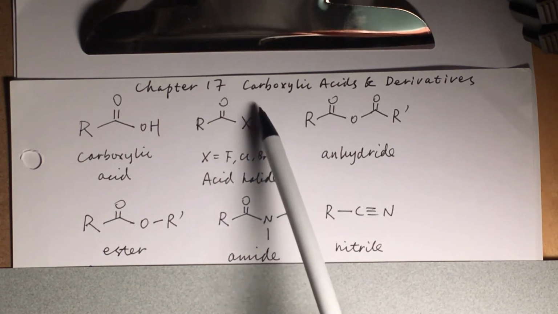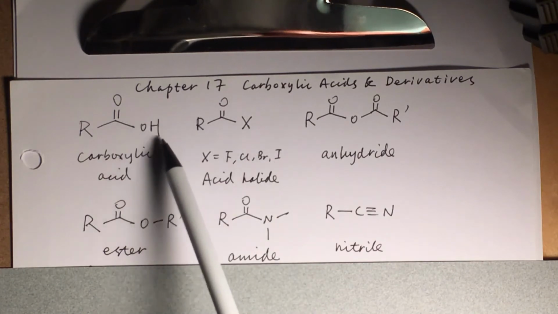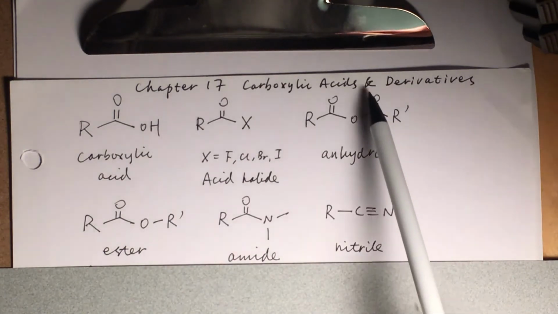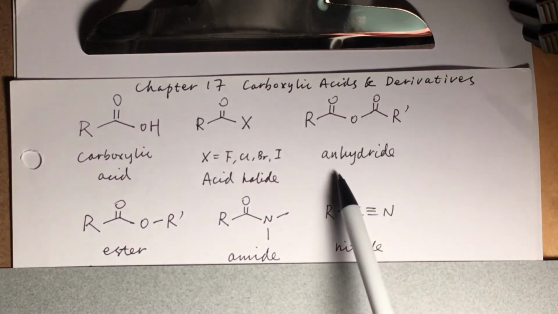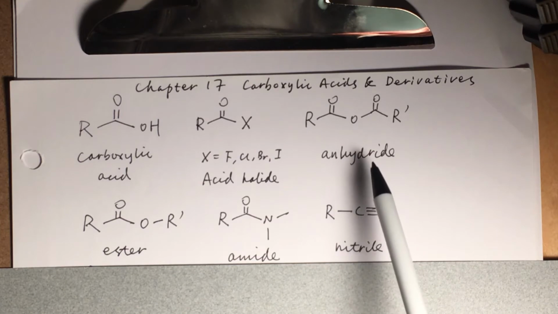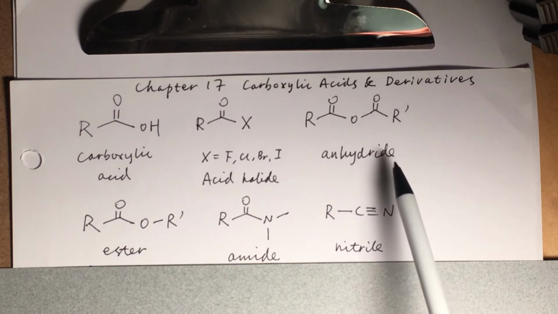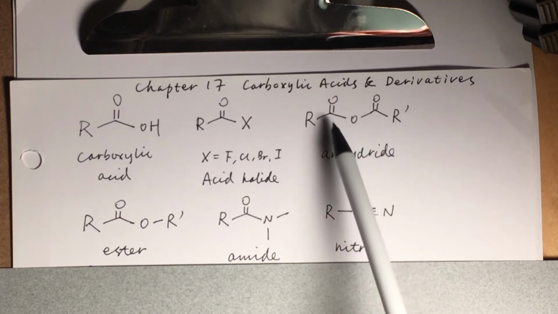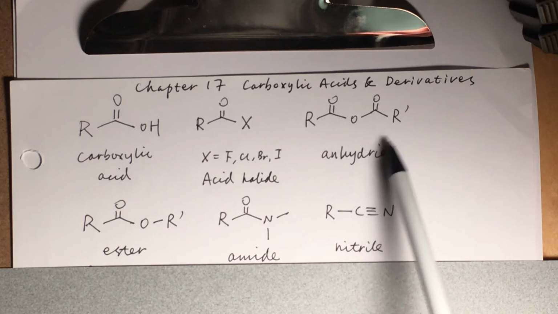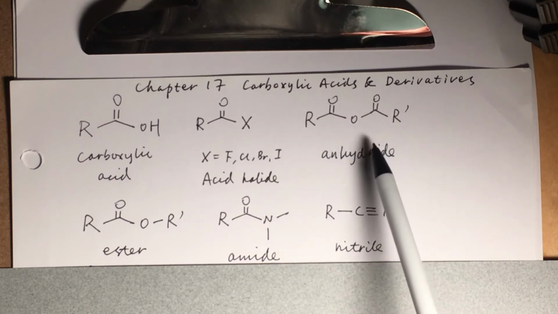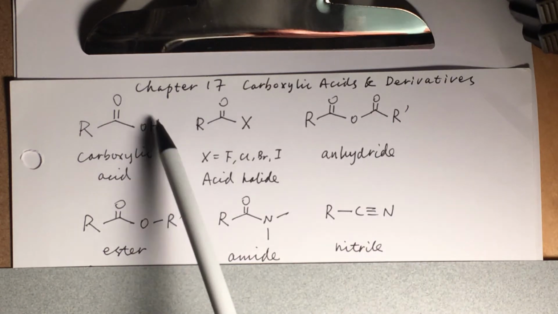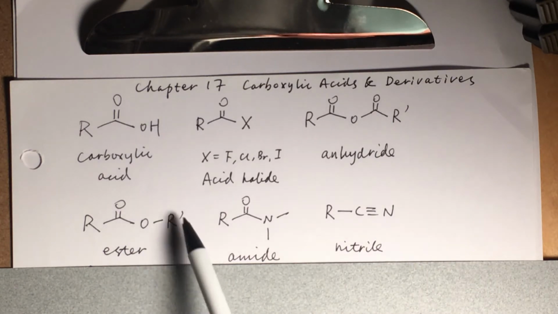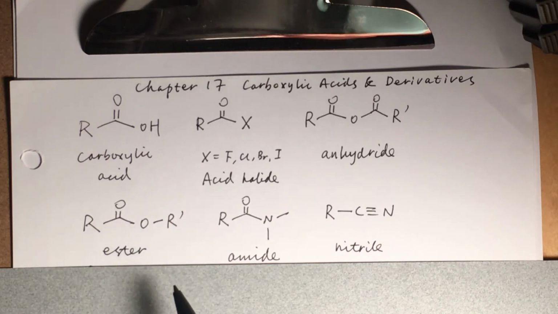Substituting the halogen or OH group with an acyloxy group, we get the acid anhydride. The anhydride can be considered as two molecules of carboxylic acid after removing a molecule of water, condensed into the anhydride. And substituting the hydrogen on the carboxylic acid with an alkyl group, the ester functional group is over here.